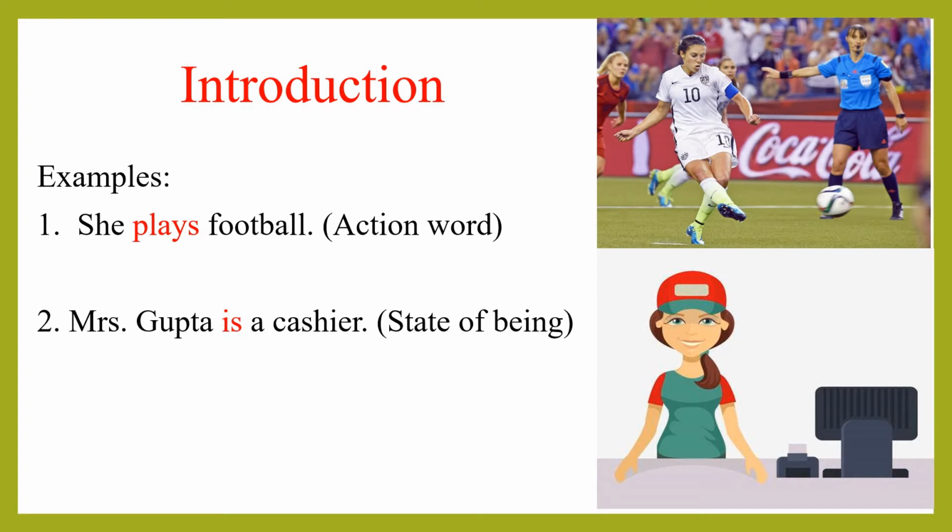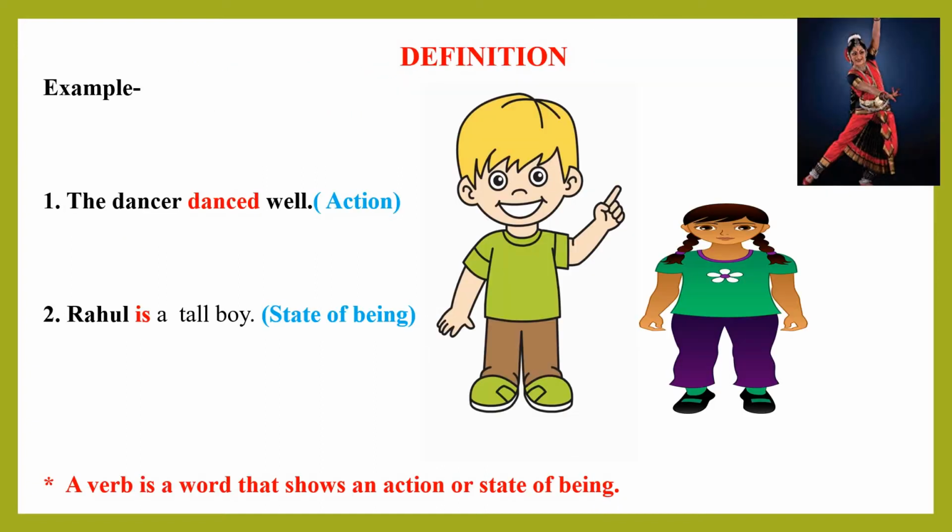Example 2. Mrs. Gupta is a cashier. Here, the word is shows the state of being. So, the words plays and is are verbs. Let's observe some more examples.